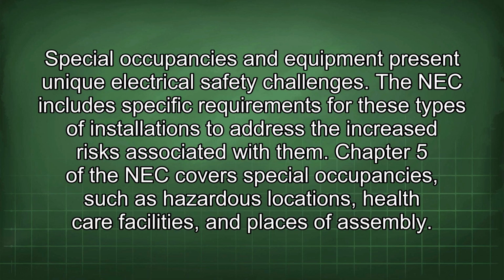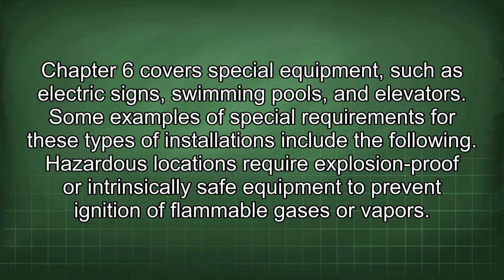Special occupancies and equipment present unique electrical safety challenges. The NEC includes specific requirements for these types of installations to address the increased risks associated with them. Chapter 5 of the NEC covers special occupancies such as hazardous locations, healthcare facilities, and places of assembly. Chapter 6 covers special equipment such as electric signs, swimming pools, and elevators. Some examples of special requirements for these types of installations include the following.